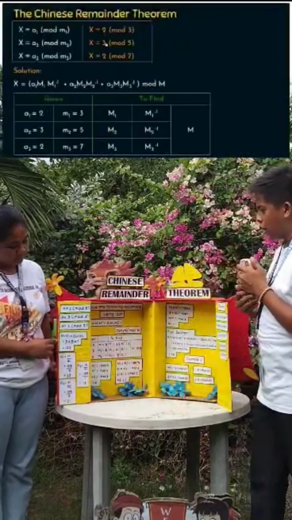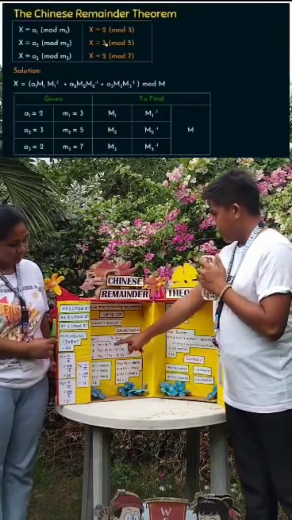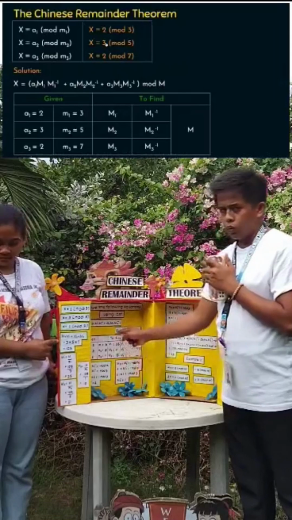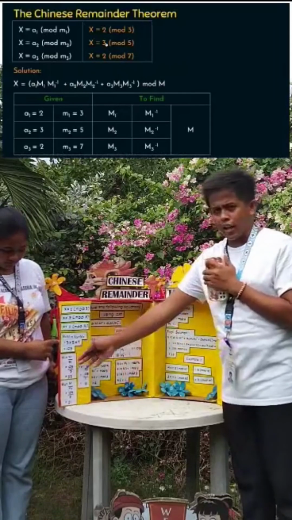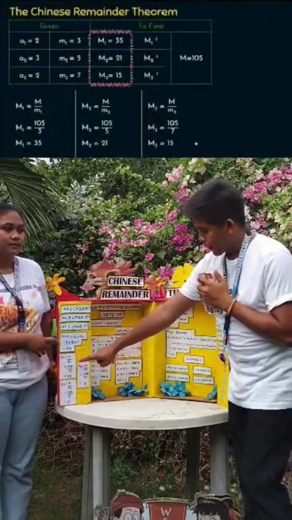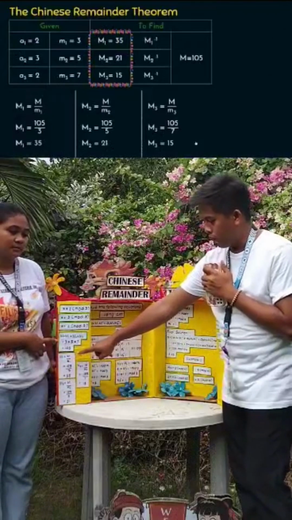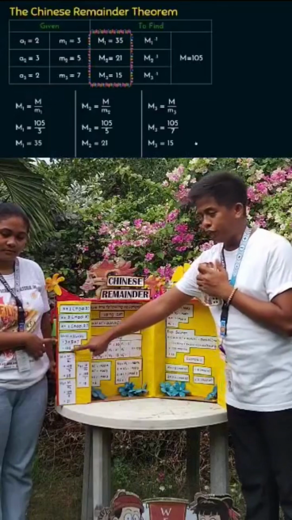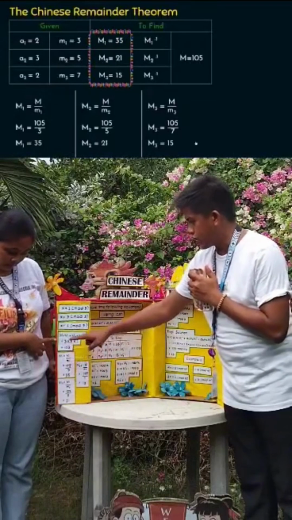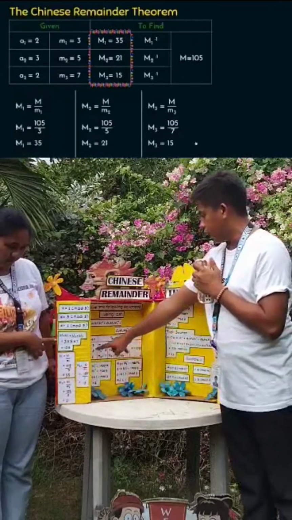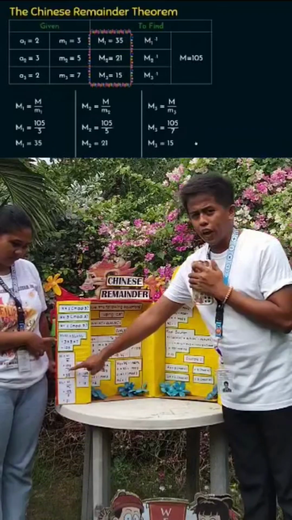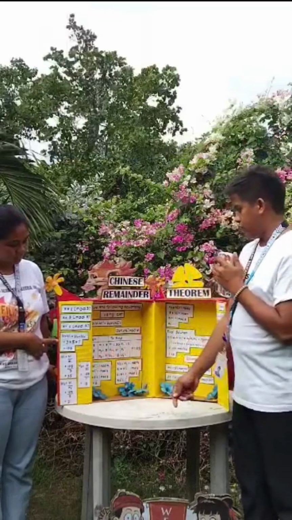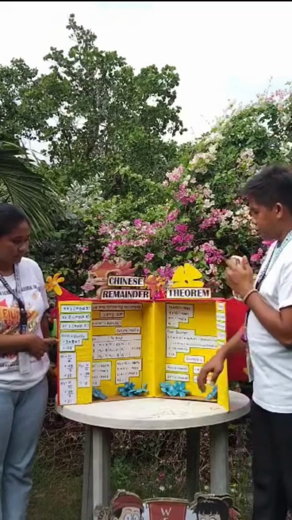Now let's go to the bigger M sub i, which are M1, M2, and M3. First, M1 is equal to M over m1. So our M is 105 over m1, which is 3. 105 divided by 3 is equal to 35, and so on for the other ones.